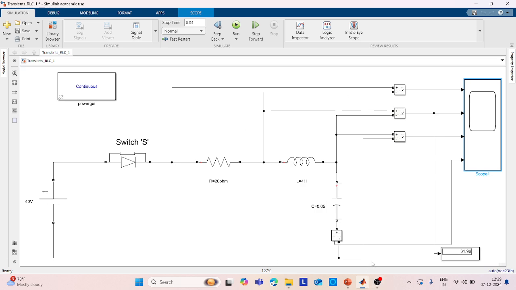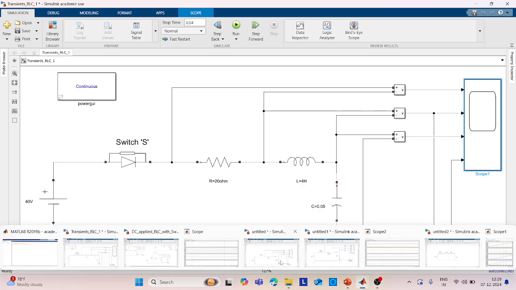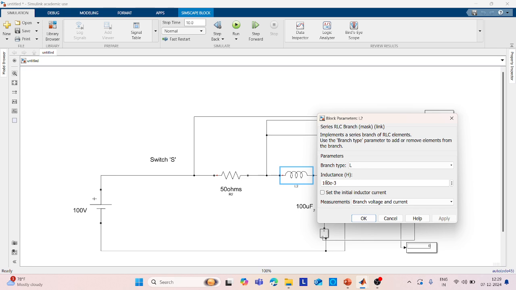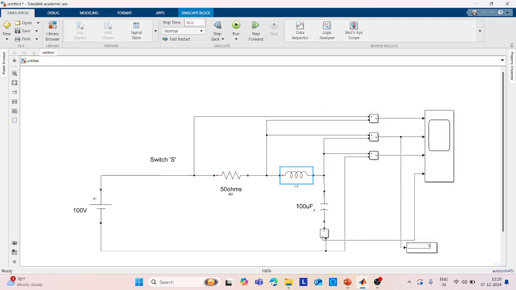In order to understand this concept in a much better way, I'll remove the switch, and I'll apply this 100 volts with different values: resistor 50 ohms, 100 microfarads, and what is the value of inductor here? You can see 100 E power minus 3, which indicates millihenries. If you run this for 0.4 seconds, what is the waveform you're going to get here?